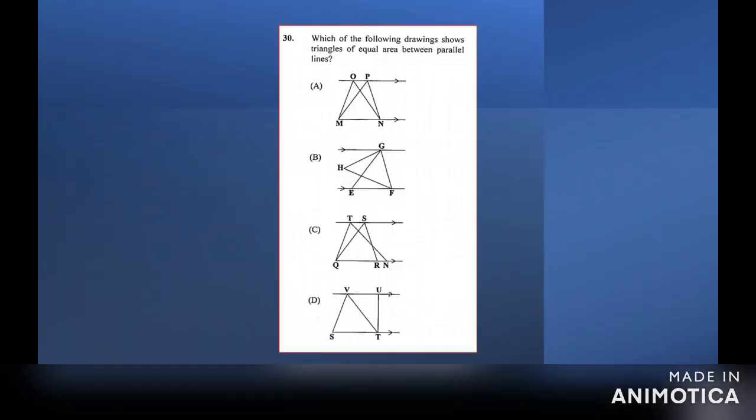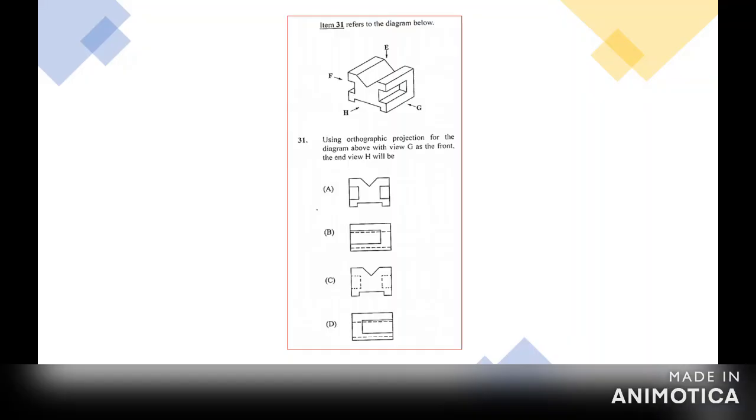30, which of the following drawings shows triangles of equal area between parallel lines? That would be A, because the base MN for A is the same. Once the base is the same, they would have the equal area, no matter how the parallel line is. Okay. Number 31, using orthographic projection for the diagram above, with view G as the front, the end view H will be A. Okay, will be A.